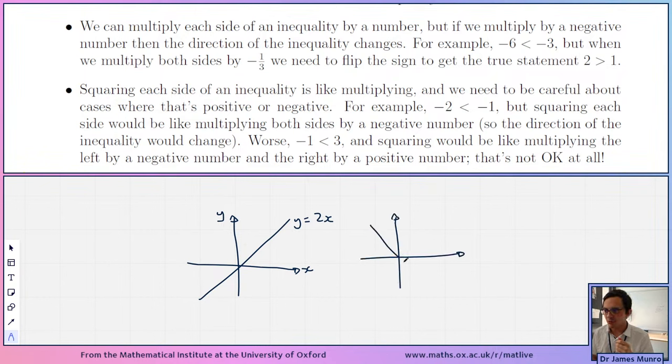Here's the function y equals minus x. That's a decreasing function, which means that if I put a larger value of x in, I get a smaller value of y out. It's different, but it's still predictable. You put a larger value of x in and you always get a more negative value of y out.